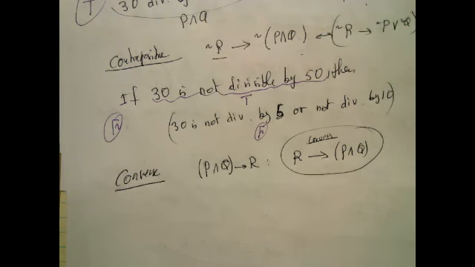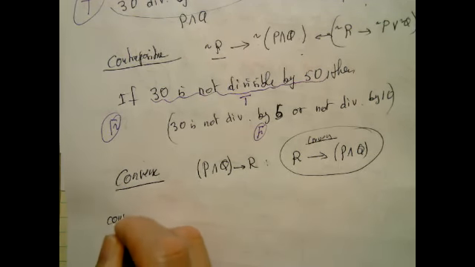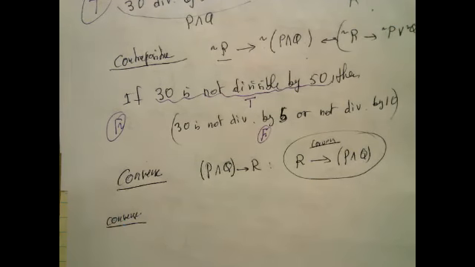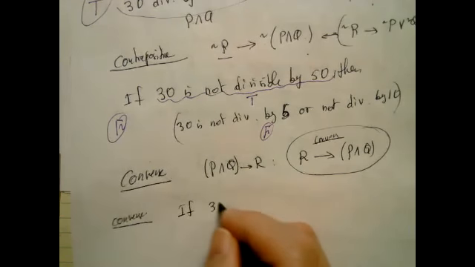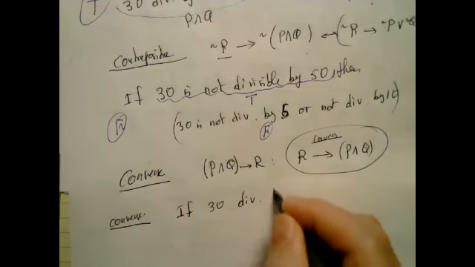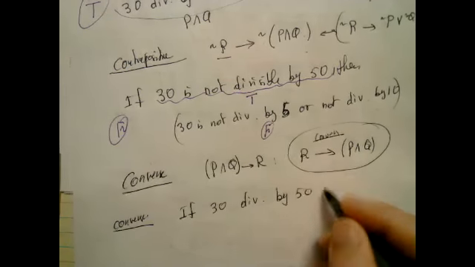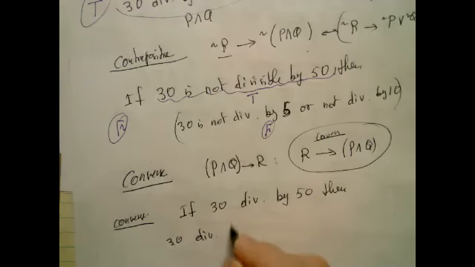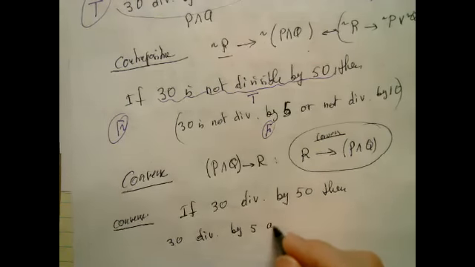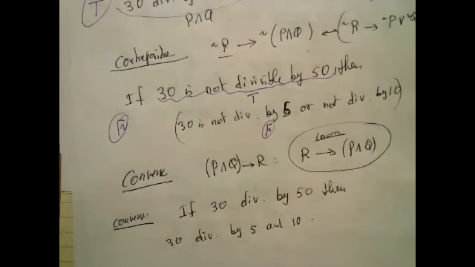Finally, the converse of this, that's simple. So who would like to write the converse for us? If 30 is divisible by 5 and by 10, then 30 is divisible by 50. Okay, so the converse could be true, the converse could be false. It has nothing to do with the original statement. We can have both statements.